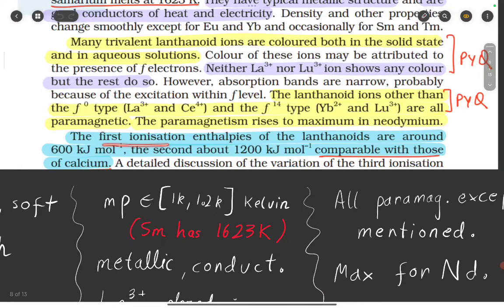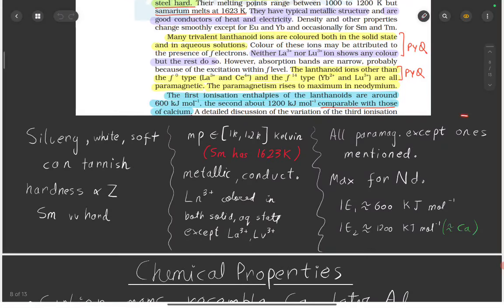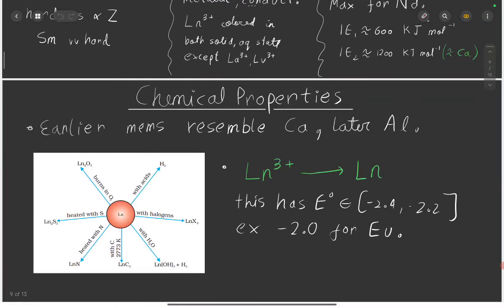Now, their first ionization enthalpy is around 600 kilojoules per mole, and their second is about 1200 kilojoules per mole, which is analogous to that of calcium. Okay, I have written the points here.